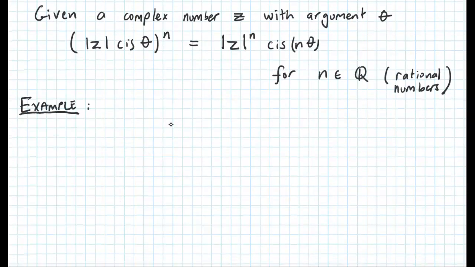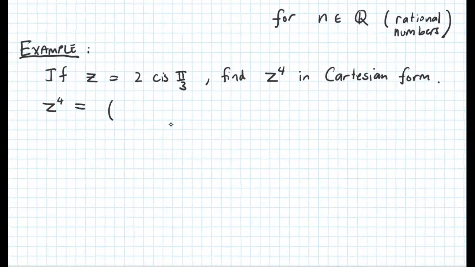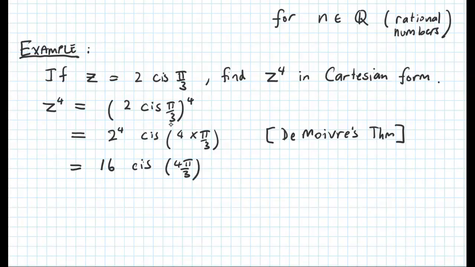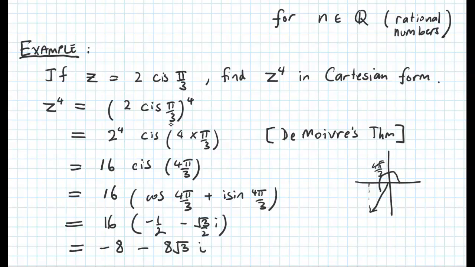So we'll begin by presenting an example. If we've got z equals 2 cis pi on 3, and we want to find z to the power of 4 in Cartesian form, we can use De Moivre's theorem, firstly by splitting it out like this. Now we can simplify and then expand our definition of cis, draw a very rough unit circle, and replace cosine of 4 pi on 3, etc., by its actual value.